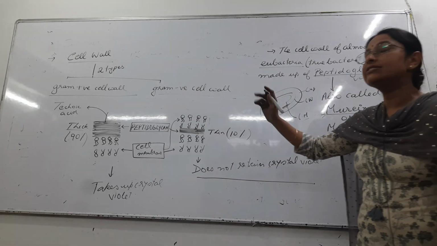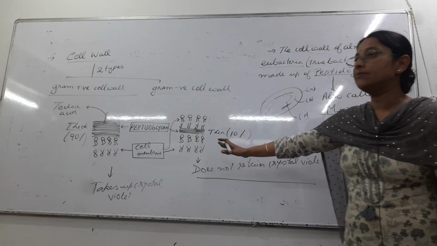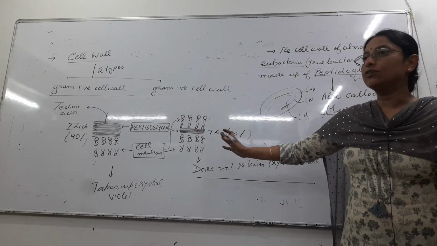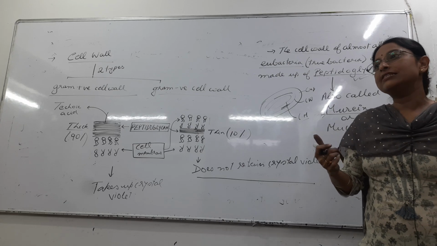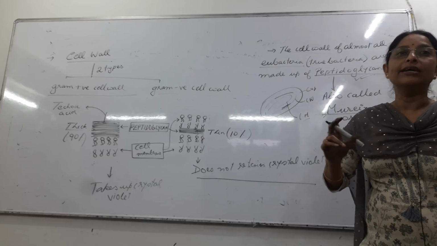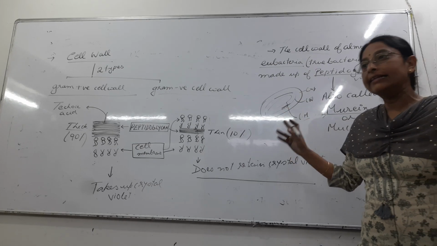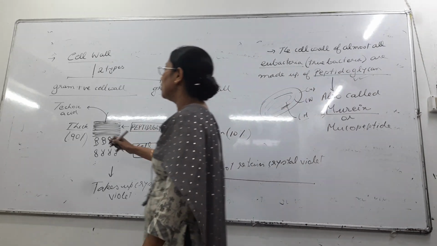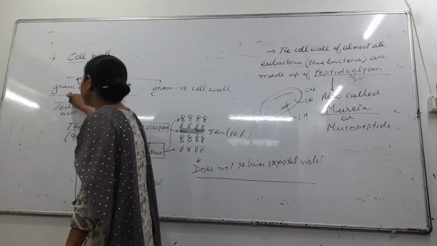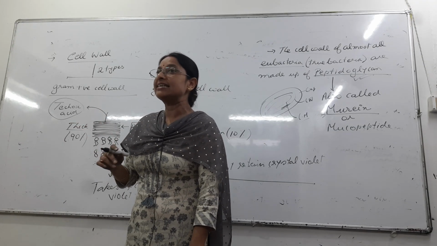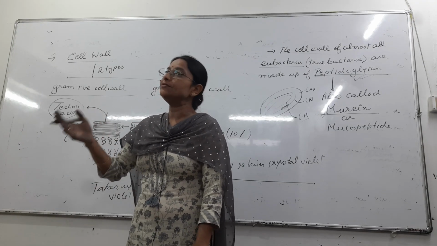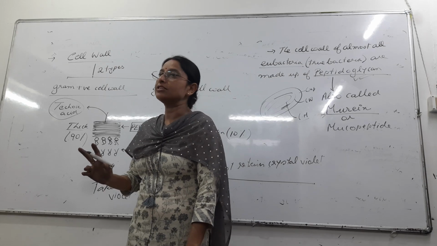What is the difference that you can see between gram positive and gram negative? Gram negative has an extra layer, gram positive does not. Gram positive has a thicker peptidoglycan, gram negative has less. Another point, the gram positive cell wall has a specific substance present. So the question is, presence of teichoic acid is a characteristic of gram positive or gram negative? Gram positive. Is the point clear?